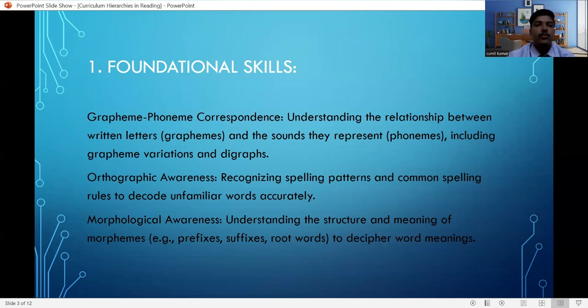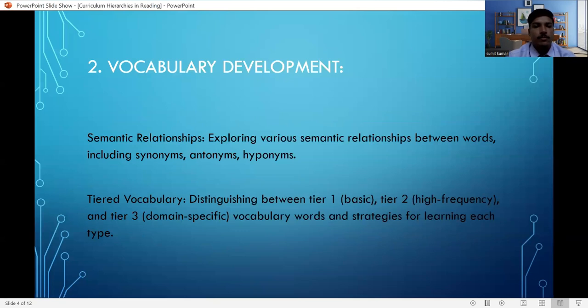The third is morphological awareness, understanding the structure and meaning of the morphemes, for example, prefixes, suffixes, and root words. An example of morphological awareness can be unhappiness. The word unhappiness is formed by adding the prefix un, meaning not, to the word happy, along with the suffix ness. So the second stage is vocabulary development.